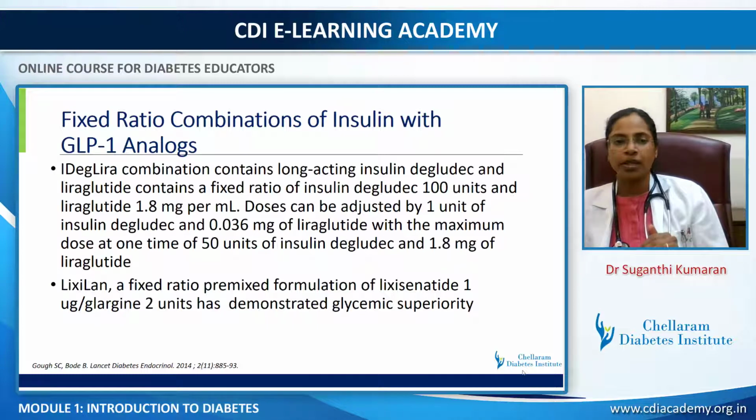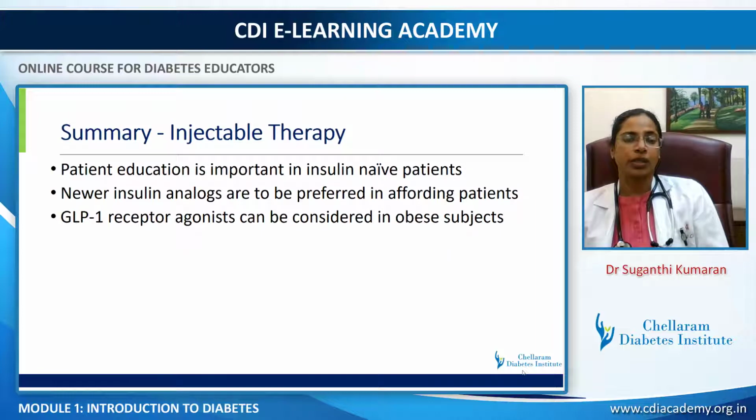Lexilan, I don't think this is available in India. It's a fixed ratio premixed formulation of lixisenatide 1 microgram with glargine 2 units. It has demonstrated glycemic superiority as well.